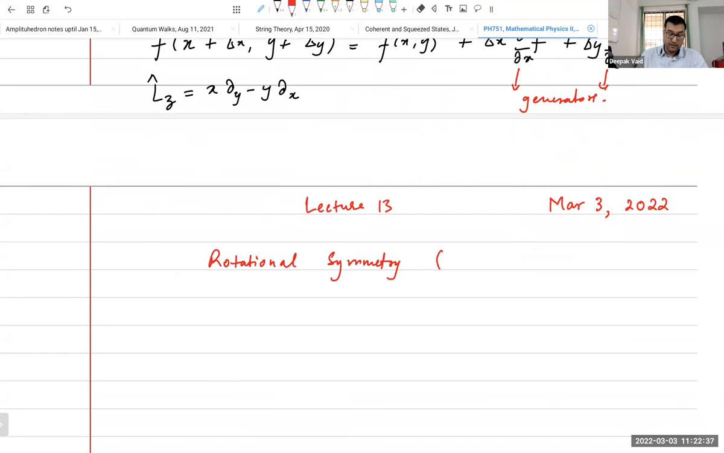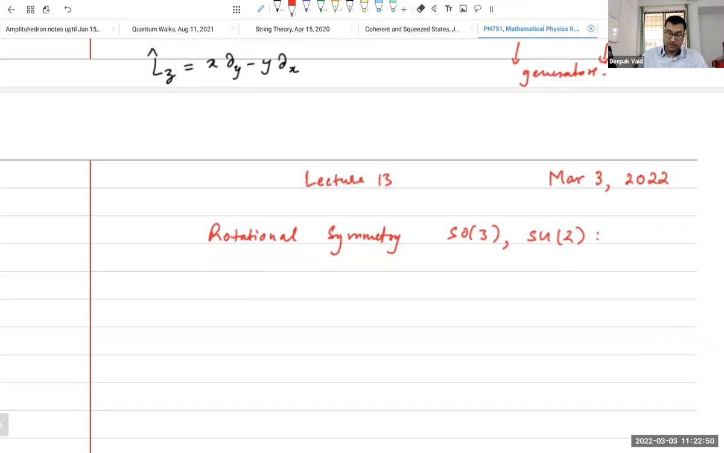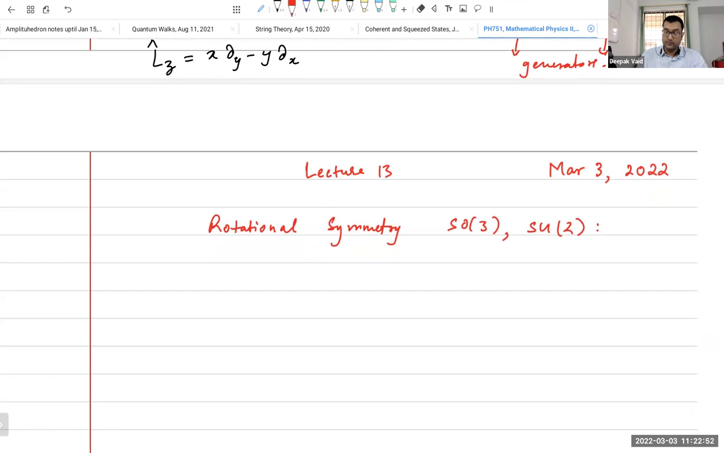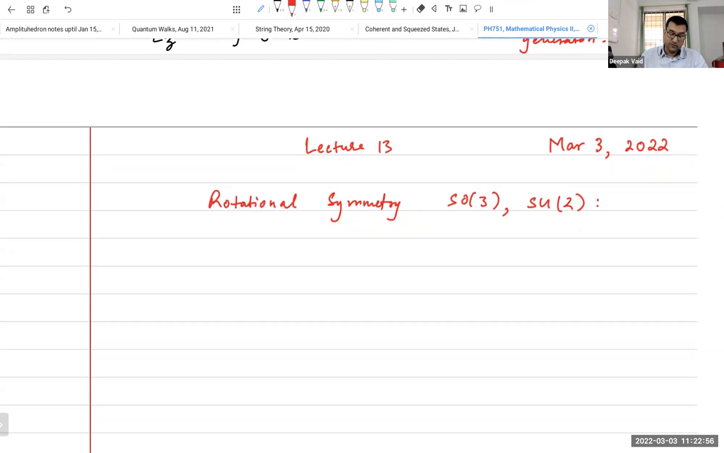Rotational symmetry, which is described by the group SO3. And actually it turns out that you can also describe it using the group SU2. There is a homomorphism from SU2 to SO3. So we'll talk about it at some point.